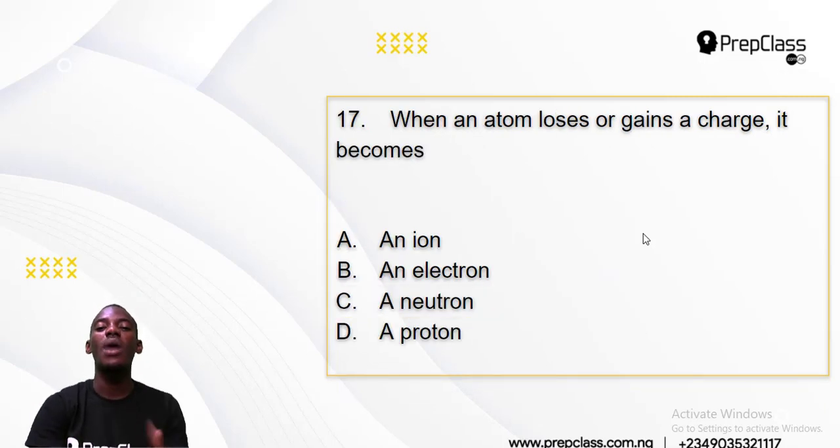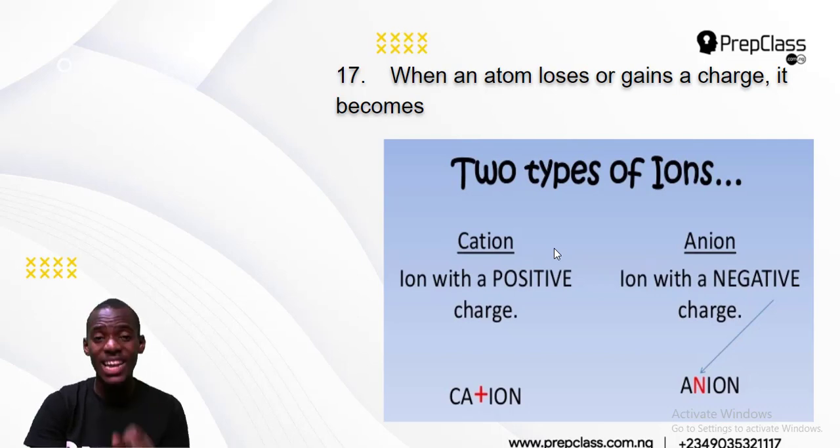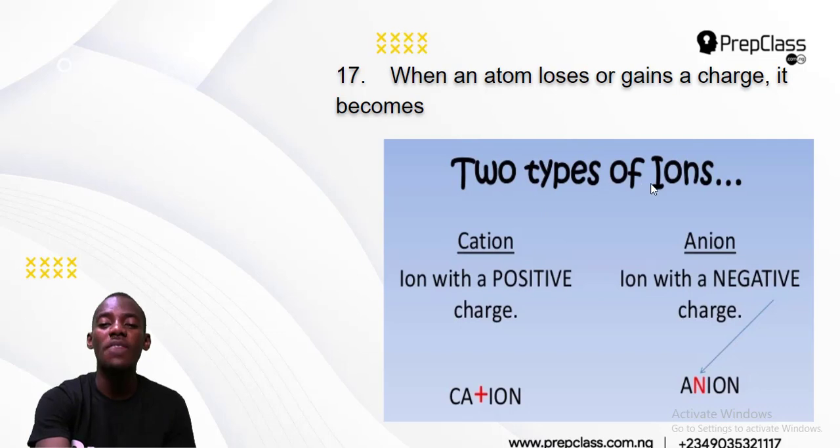Number 17 says, when an atom loses or gains a charge, it becomes what? An ion, an electron, a neutron, a proton. You know, the answer is very simple. Do you have any idea which one is correct? Actually, anything charged is called an ion. There are two types of ion. We have the positive ion, the positively charged one, and the negative ion, called anion. The positive ions are called cations, and the negative ions are called anions.